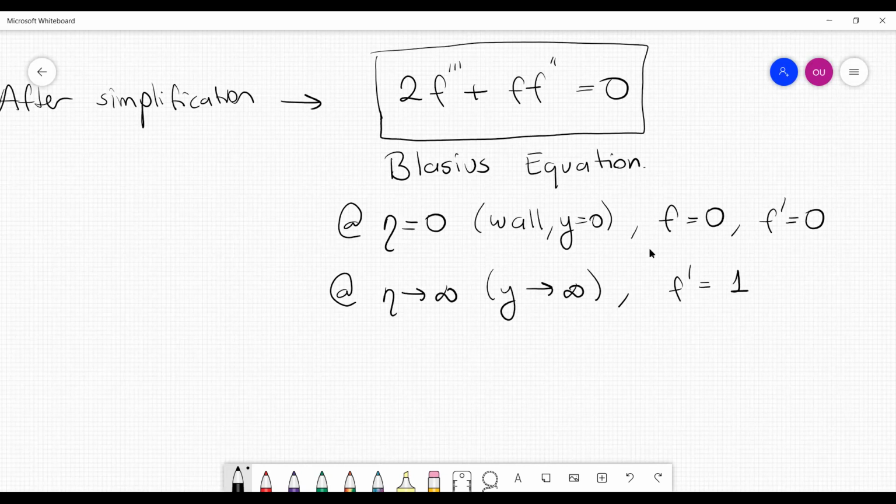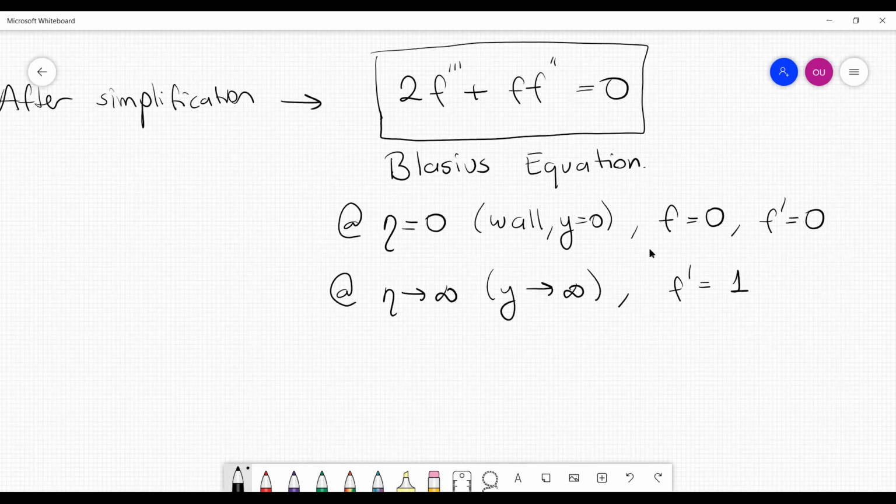So on the surface, u is 0, so f prime is equal to 0, and eta is also 0. Not only u is 0, eta is also 0. So, since f is a function of eta, it will be automatically 0.